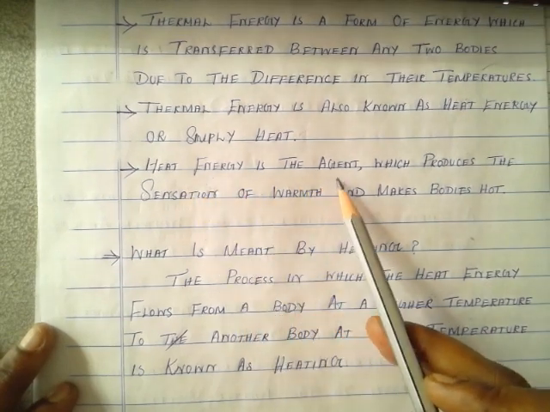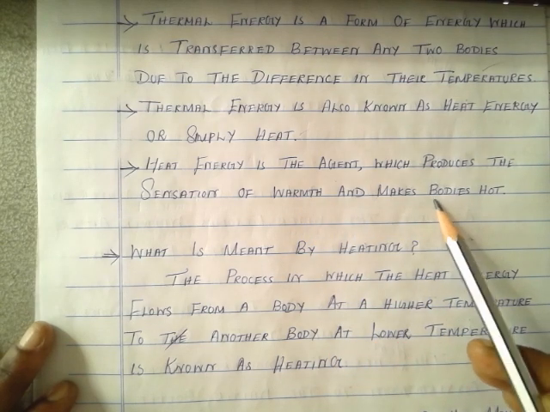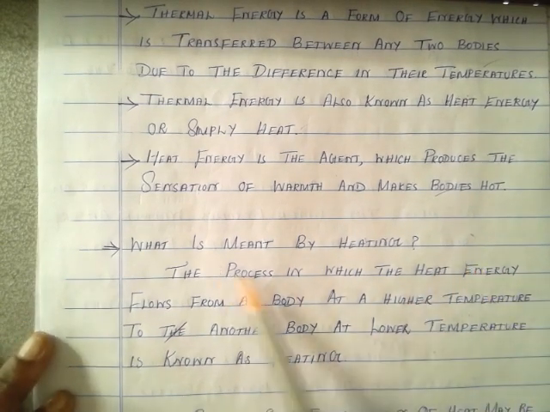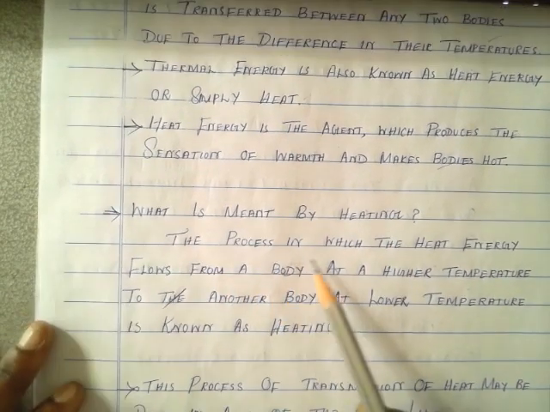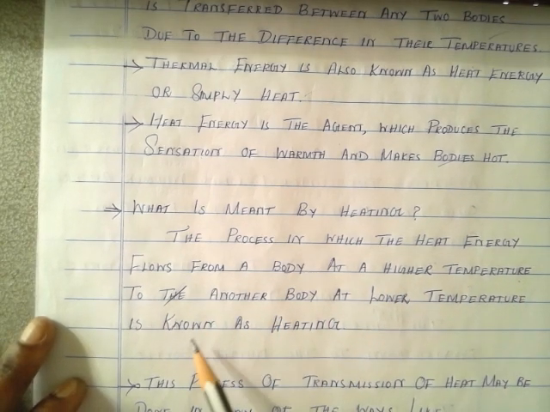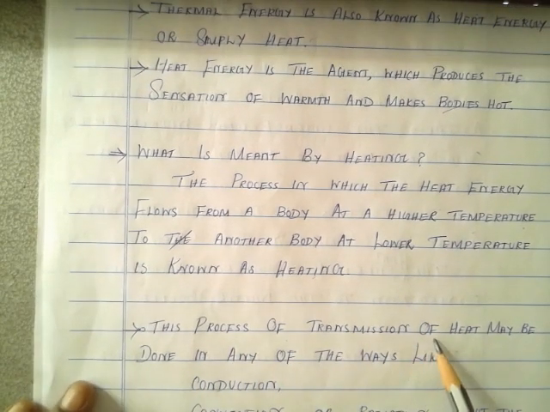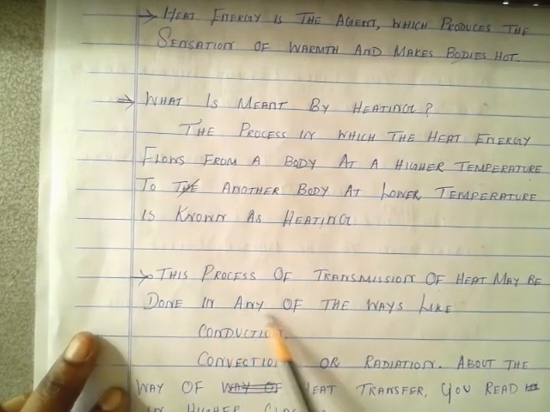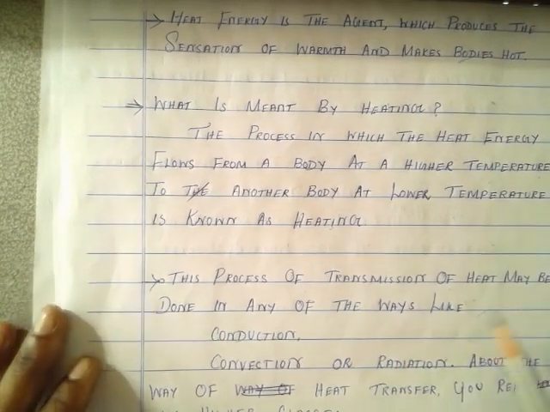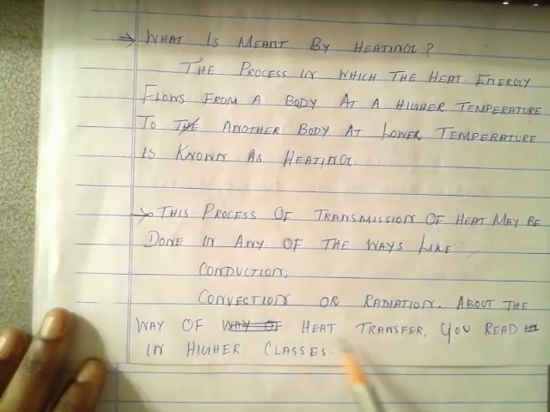Heat energy is the agent which produces the sensation of warmth and makes bodies hot. What is meant by heating? The process in which the heat energy flows from a body at a higher temperature to another body at a lower temperature is known as heating. This process of transmission of heat may be done in any of the ways like conduction, convection and radiation. About the ways of heat transfer, you will read in higher classes.